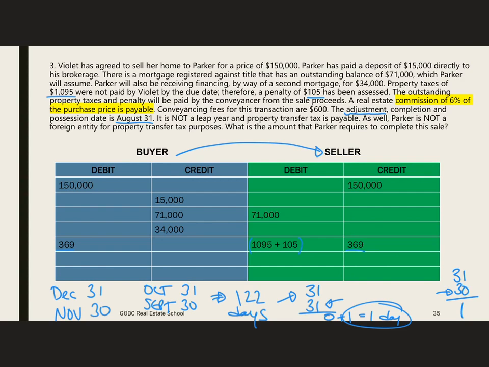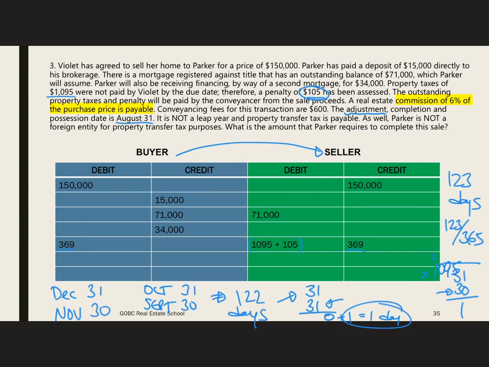Okay, so that's how we get 369. We take that 123 days, and most people do 123 divided by 365. You get a fraction from that, and then you would multiply that answer by your tax amount, which is $1,095, remember, because you don't include the penalty for the buyer, because the buyer has nothing to do with that penalty. The seller needs to pay every penny of that. Okay, so that's how we get 369.